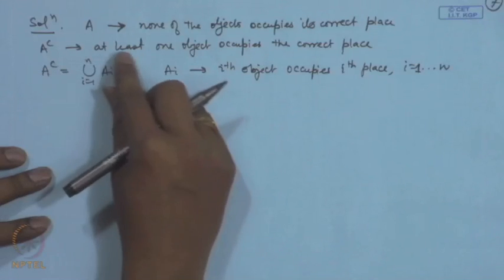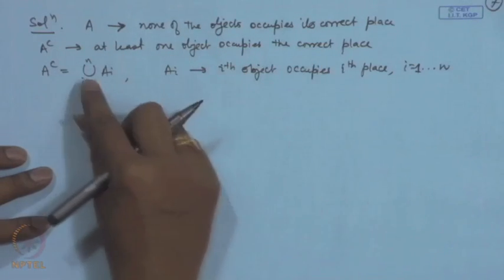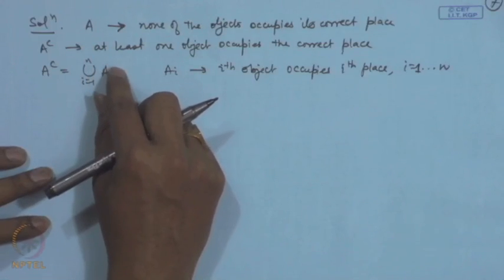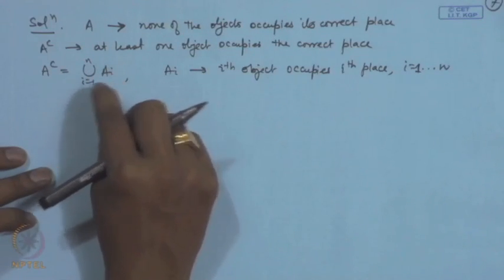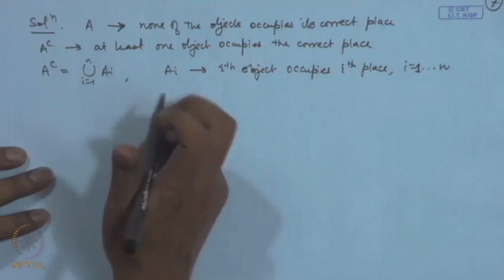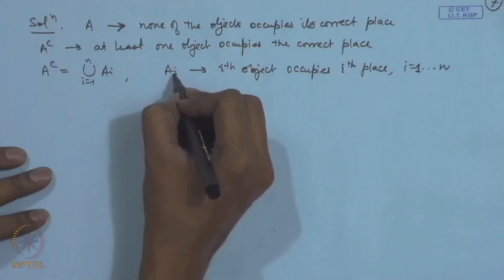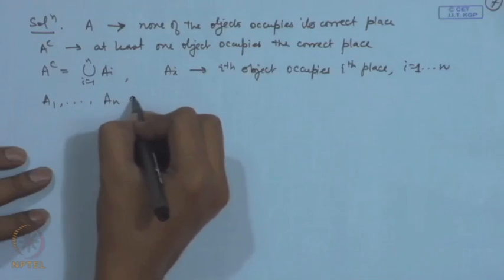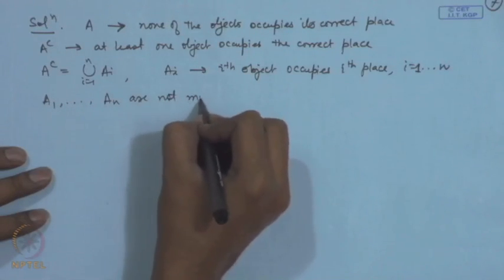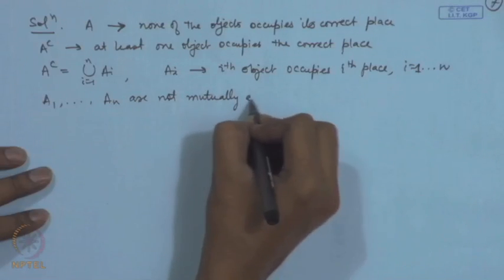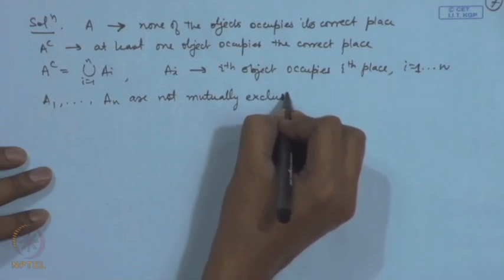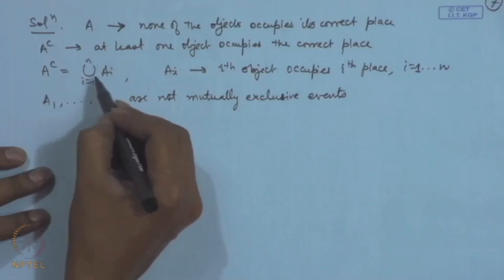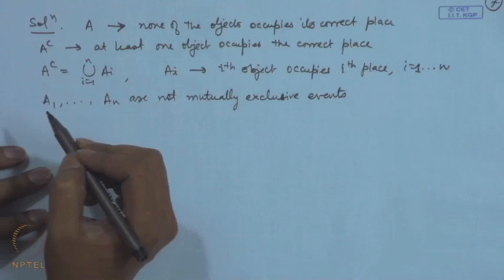Then the event A complement that at least one object occupies the correct place can be written as the union of Ai's, because this means at least one of the events Ai occurs. At least one means 1 may occur, 2 may occur and so on. Of course, you can observe that these Ai's, A1, A2, An, are not mutually exclusive. So, in order to evaluate probability of union, we will apply the general addition rule.